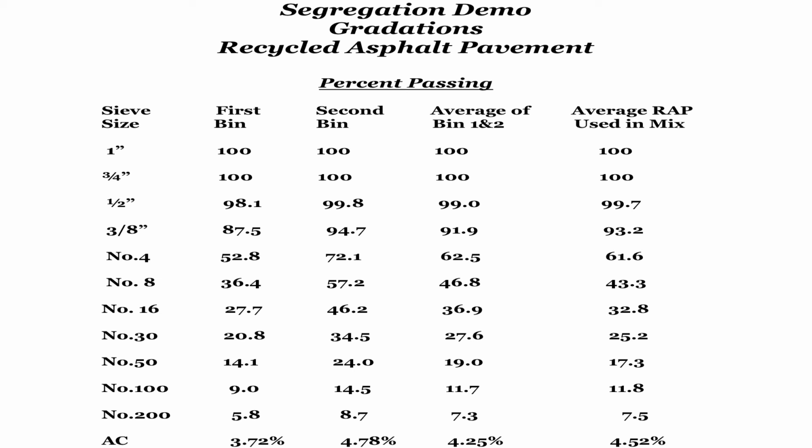But by not working that stockpile properly, I've created a segregation issue that's going to be very difficult. And you can see on the very bottom of the page the different binder contents or AC content in that mix is going to vary greatly too, because again, the surface area of the fine material versus the coarse material. So you're going to have a real hard time controlling your binder content also.